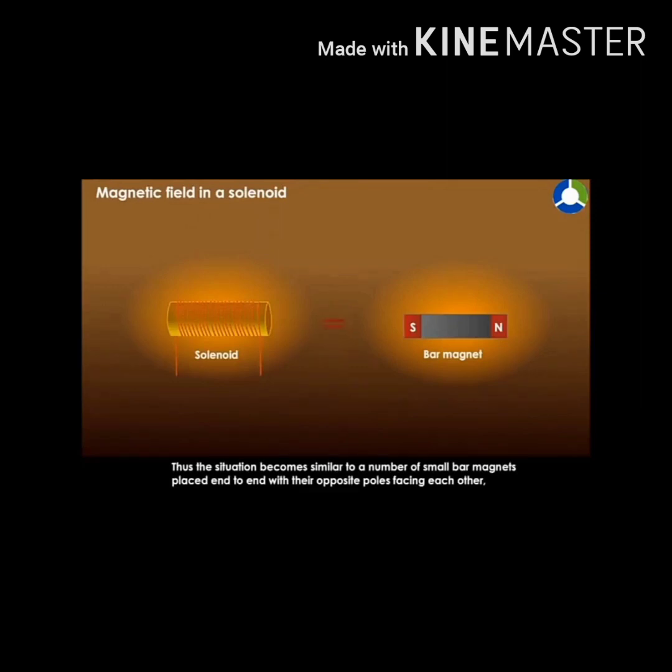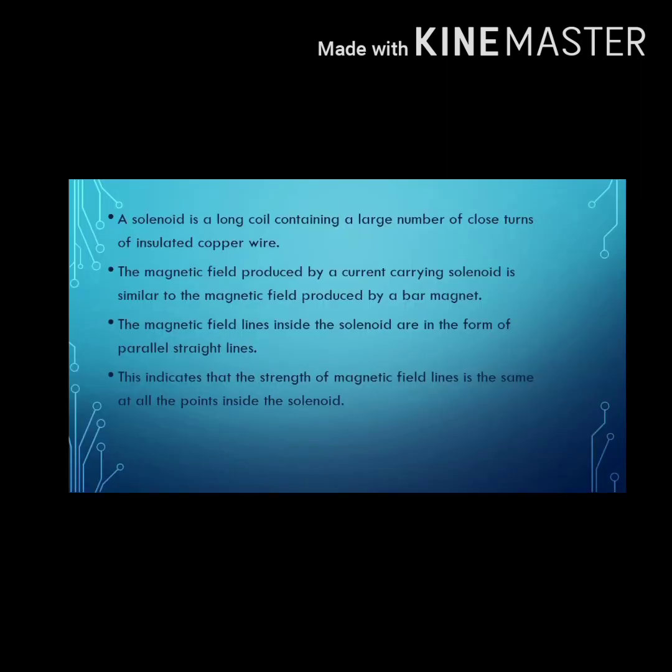Thus, the situation becomes similar to a number of small bar magnets placed end to end with their opposite poles facing each other. That is, a solenoid is equal to a bar magnet. The magnetic field produced by a current carrying solenoid is similar to the magnetic field produced by a bar magnet. The magnetic field inside the solenoid is in the form of parallel straight lines. This indicates that the strength of the magnetic field is the same at all the points inside the solenoid.